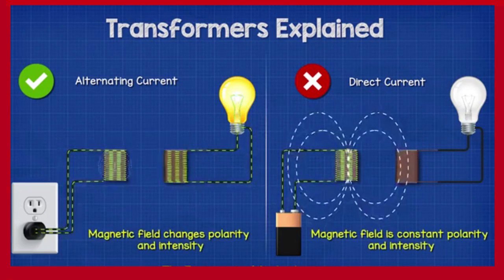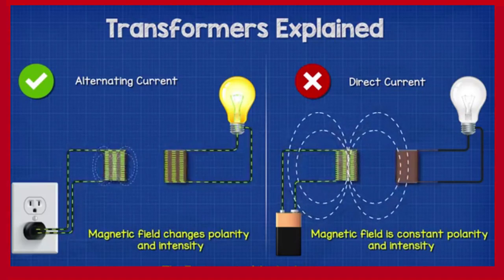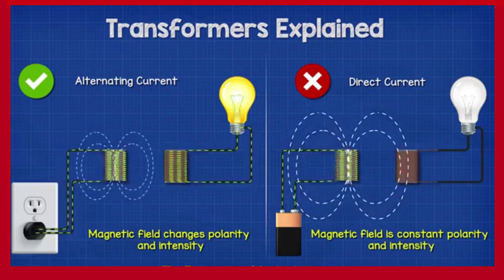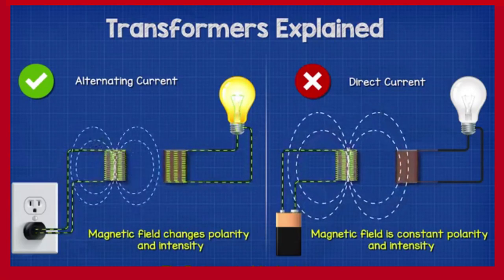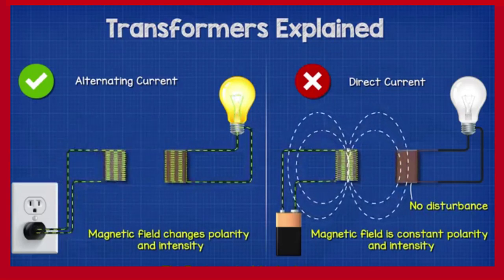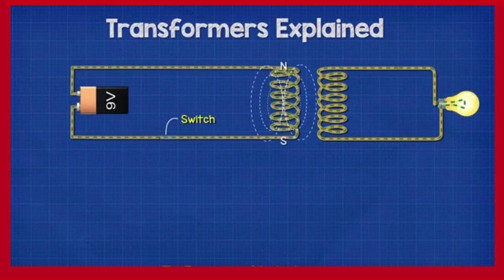The flow of electrons will still create a magnetic field around the primary coil, but this will be constant, with a fixed polarity and intensity. So it will not disturb the electrons in the secondary side. The only time it will create an electromotive force using direct current is briefly when the switch is opened and closed, because this energizes and de-energizes the magnetic field of the coil, so it is therefore changing.